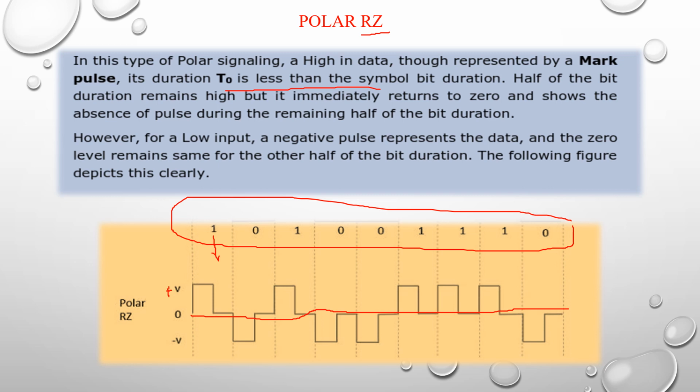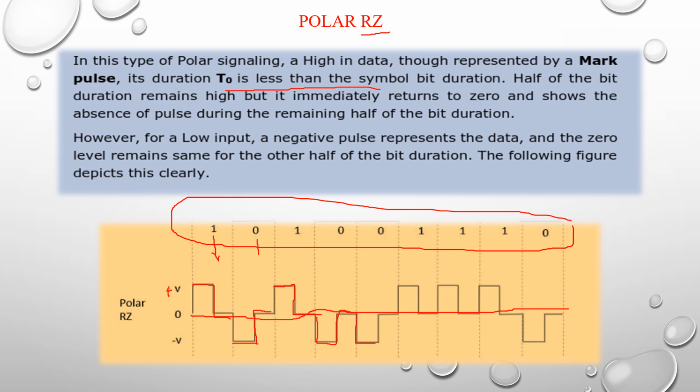So in return to 0 technique, half of the bit duration is higher value and another half is returned to 0. The next bit is 0. The 0 is equal to negative voltage. Half of the bit duration is negative voltage level and another half is returned to 0. And next bit is 1. Half of the bit duration is higher value and another half returned to 0. Next bits are 0 0. Half of the bit duration is negative voltage level and another half is returned to 0.